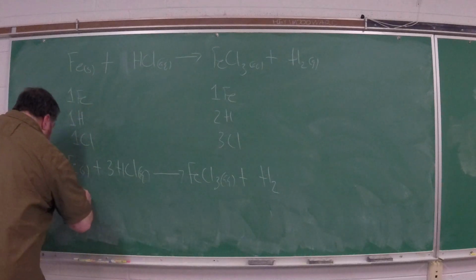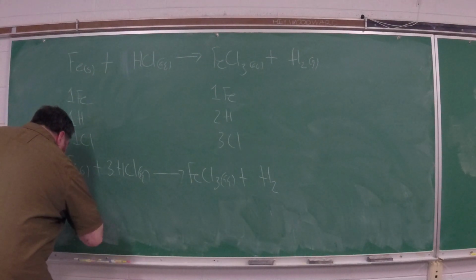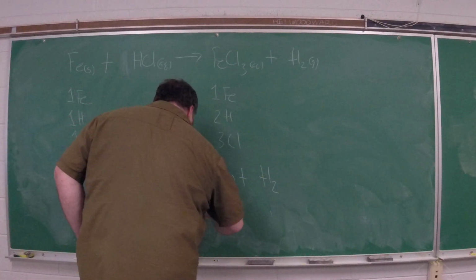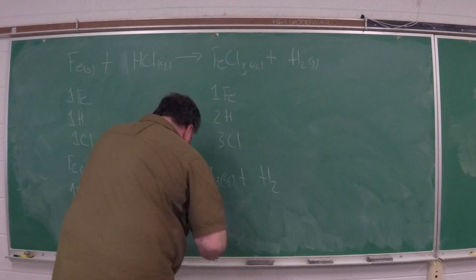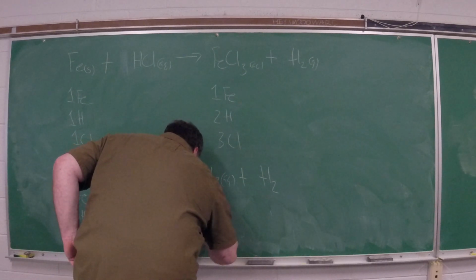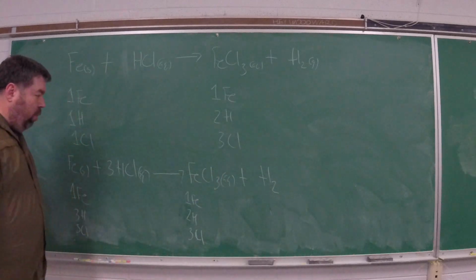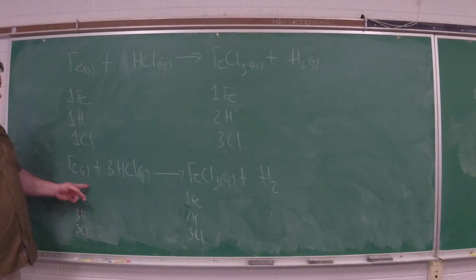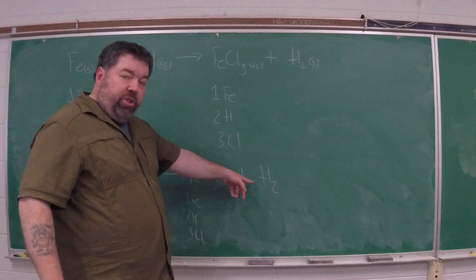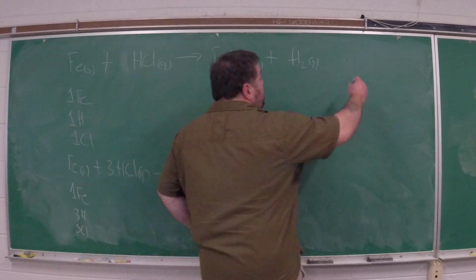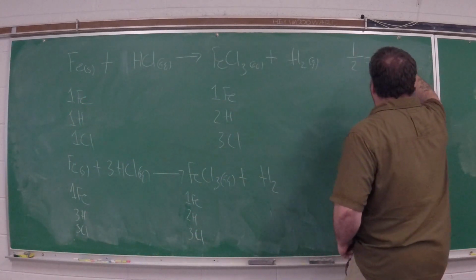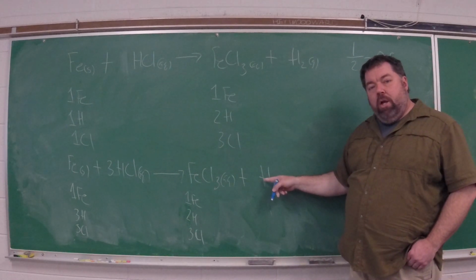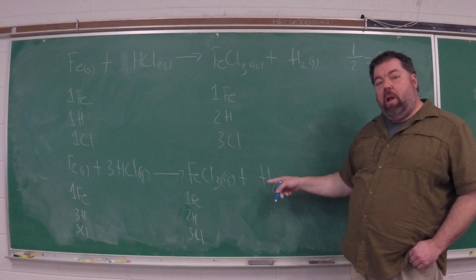Count up again. One Fe, 3 hydrogens, 3 chlorines, one Fe, 2 hydrogens, and 3 chlorines. So what do we need now? We just need one more hydrogen, right? They come in pairs of 2 though, right? So if I have 1 divided by 2, that means I need 0.5 more hydrogen. So I'm going to add 0.5 onto here, so I'll have 1.5.